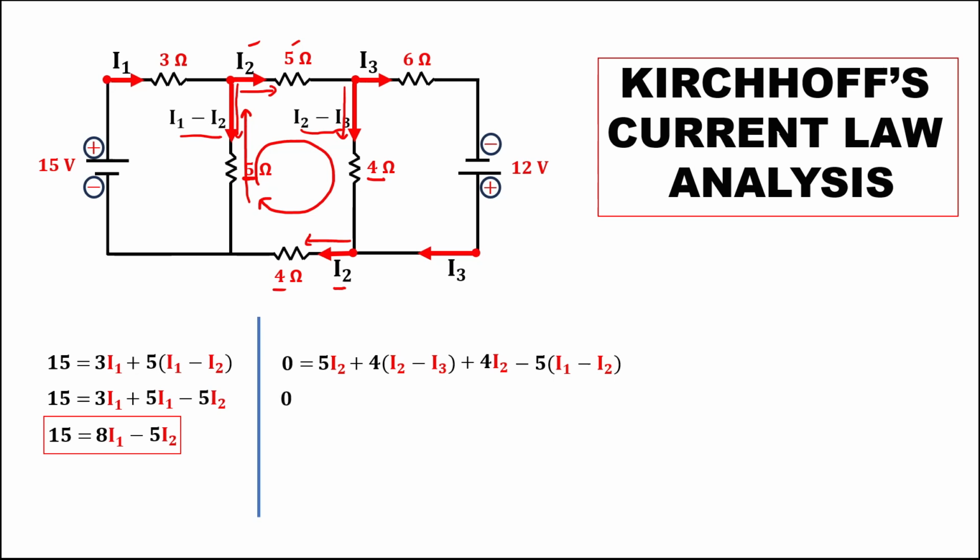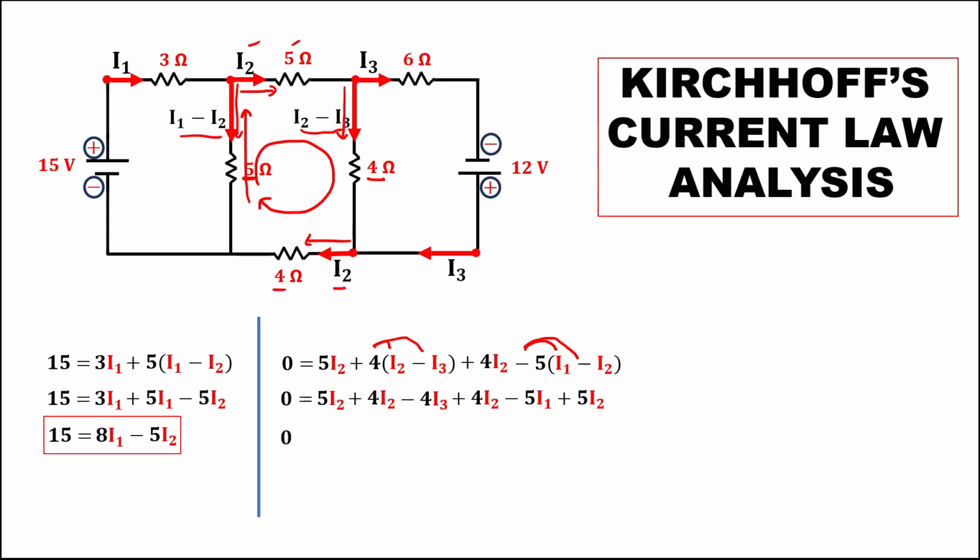Then to simplify, distribute this 4. This one is 4 times current 2. Then this becomes negative 4 times current 3. Then plus 4 times current 2. Negative 5 times current 1. Negative times negative, that's positive 5 times current 2.